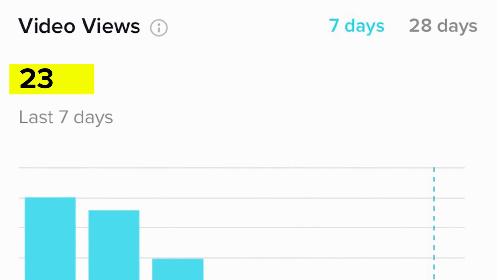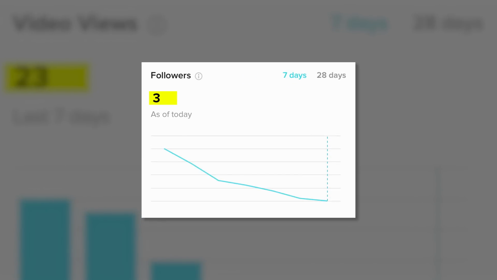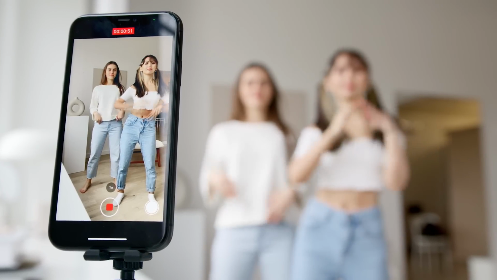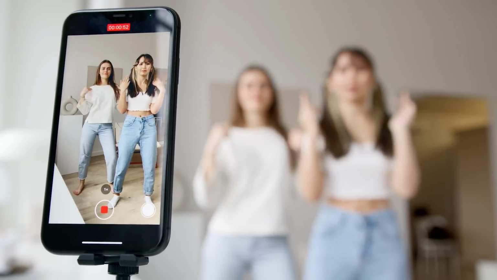A lot of creators have been experiencing a decrease in the amount of views and followers they're getting on TikTok right now, because the best hashtag strategies to be using on TikTok have recently changed. I see so many creators making very simple mistakes that are decreasing the amount of views and followers they're getting.